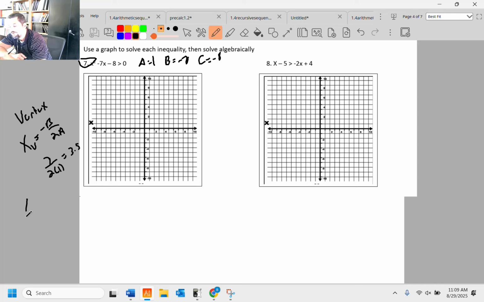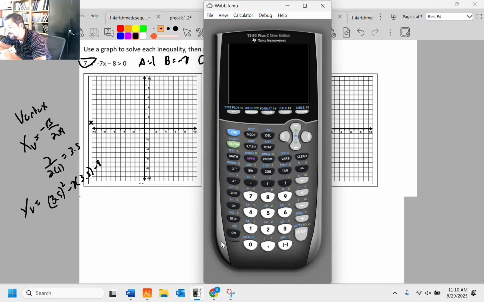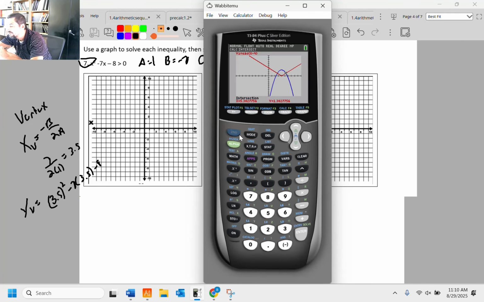Now, if I want the y-coordinate of the vertex, I have to plug that in. Gonna get a little ugly, right? You know, 3.5 squared minus 7 times 3.5 minus 8. Let's just see what that is. I'm going to use something called the storage feature here. I like the storage feature. Take a 3.5, store it to x. I hit 3.5 store x.